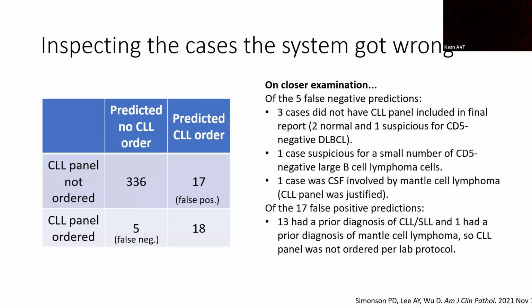And of the 17 false positives, 13 had prior diagnoses. And so if the algorithm had known that, it wouldn't have predicted another being needed. So in fact, when you look at all the details, it performed extremely well.